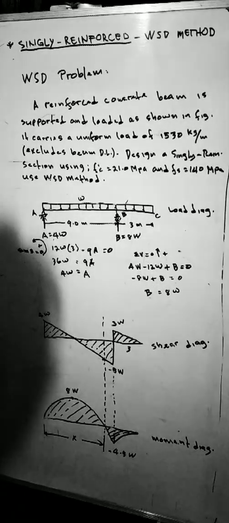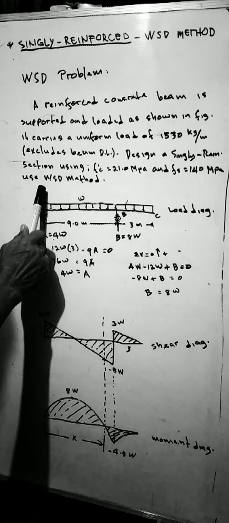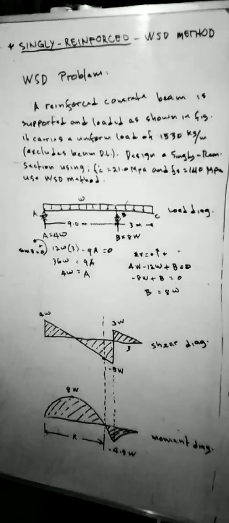Design a singly reinforced section using f'c 21.0 megapascal, fs 140 megapascal. Use the WSD method.